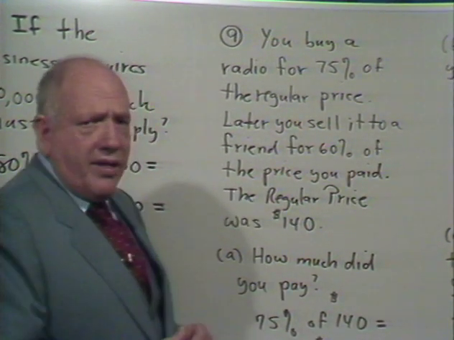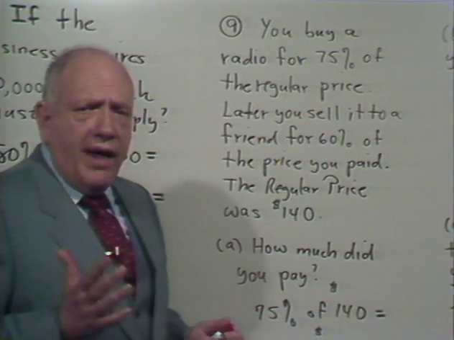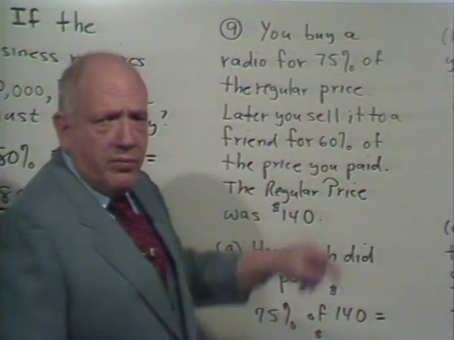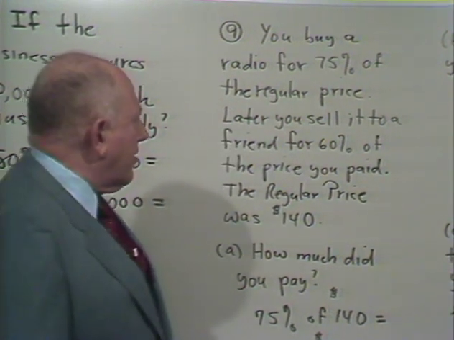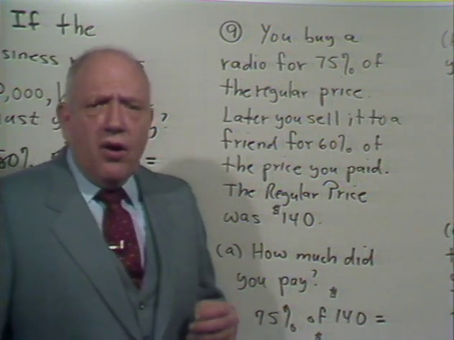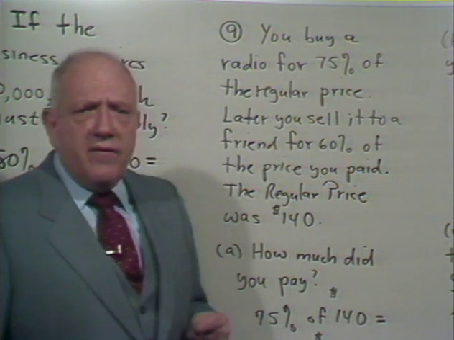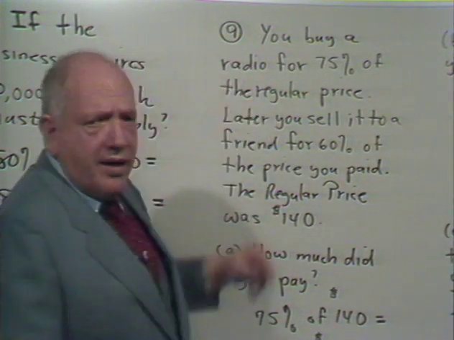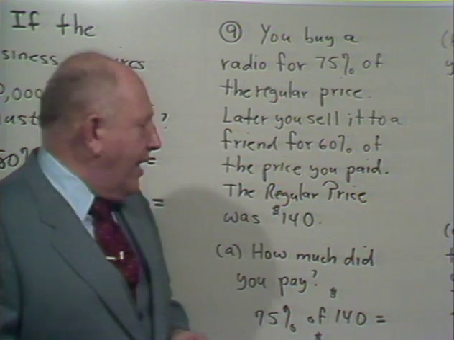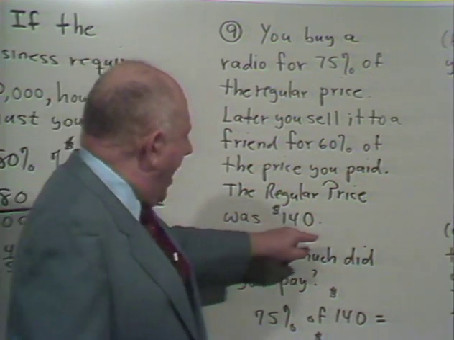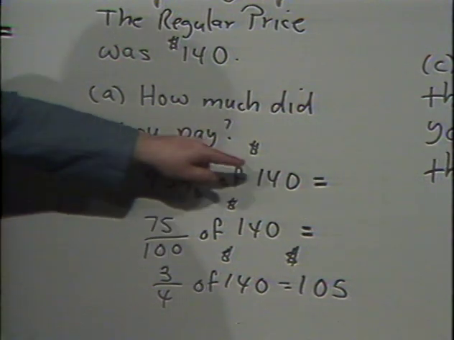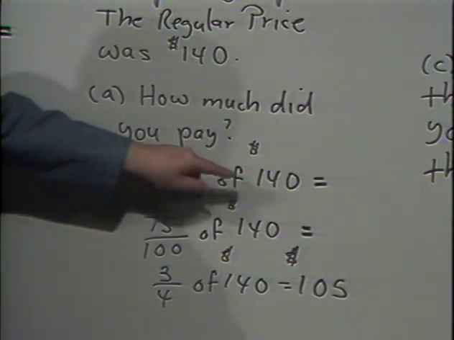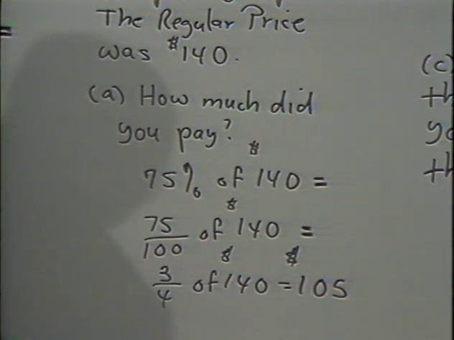Again, if you don't have a number sense, and if you allow yourself to let the language fake you out, this is going to seem like a hard problem. It's a double percent problem, 75%, 60%. But remember, whether it's percents or common fractions, these are adjectives modifying nouns. What this tells me is that whatever the regular price is, I'm paying 75% of that. So when the problem says, how much did I pay? Since I'm paying 75% of the regular price, and the regular price was $140, I'm paying 75% of the $140.